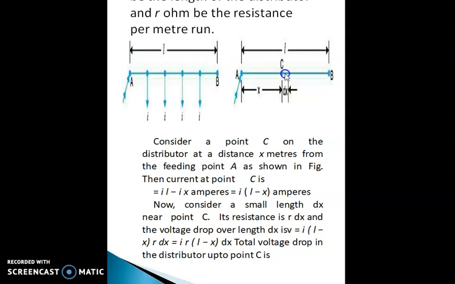Consider a point C on the distributor at a distance x meter from the feeding point A, and consider dx as a small length, as shown in the figure. Then the current at point C is i into l minus i into x ampere, that is, i into (l minus x) ampere.